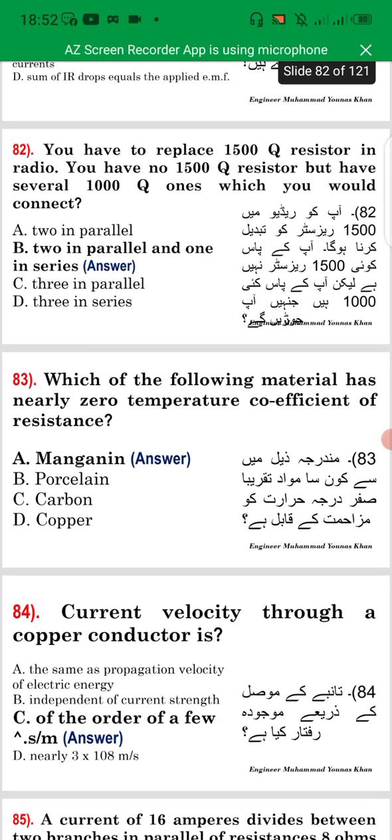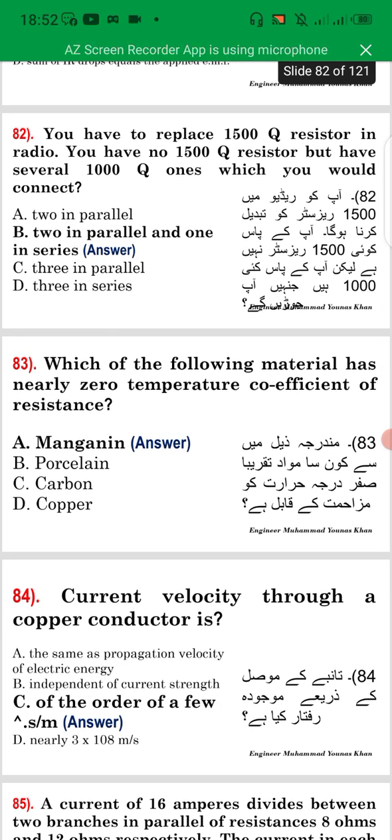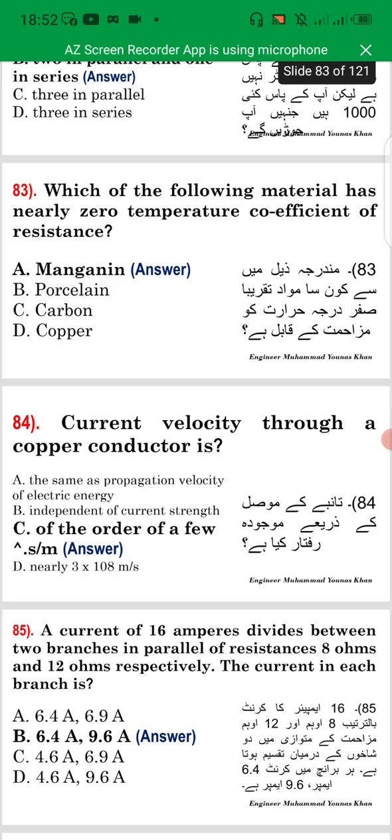Which of the following materials has nearly zero temperature coefficient of resistance? Manganese, porcelain, carbon, copper. Manganese. Current velocity through a copper conductor is the same as the propagation velocity of electric energy, independent of current strength, of the order of a few seconds per meter, or nearly 3 times 10 to the 8 meters per second. Of the order of a few seconds per meter.